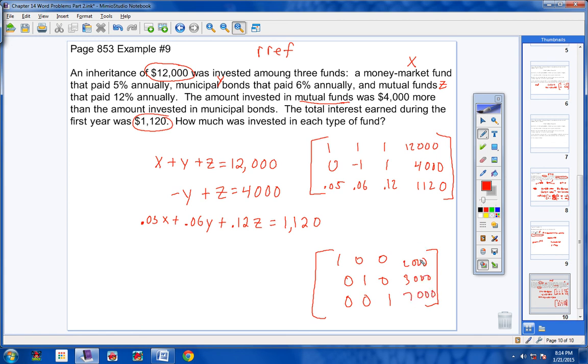So this is your X. So you invested in the money market, you invested $2,000. Next is your Y. Y is your municipal bonds, and you invested $3,000 there. And then your last answer here is 7,000. That would be your mutual funds. So your mutual funds, you invested 7,000. And there we go. Notice it adds up to 12,000.